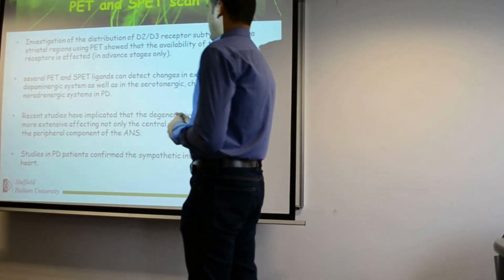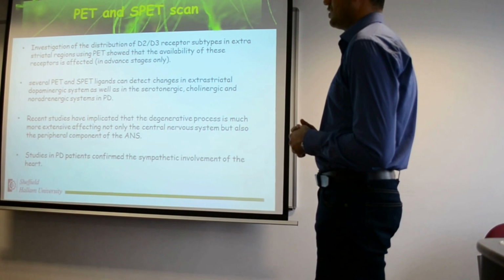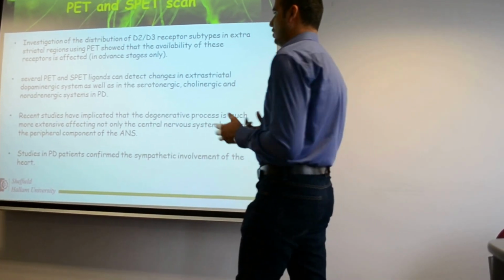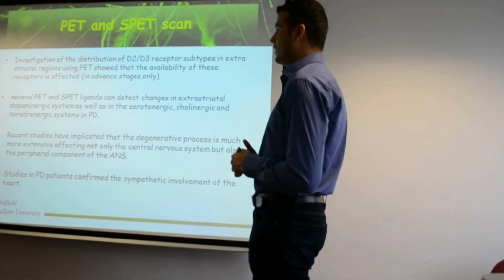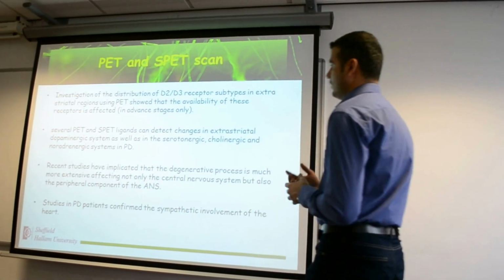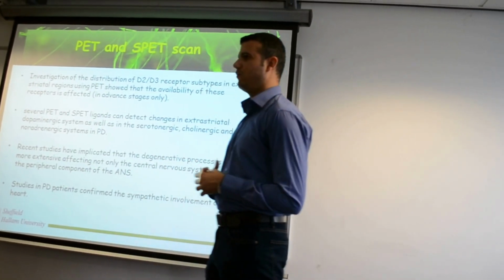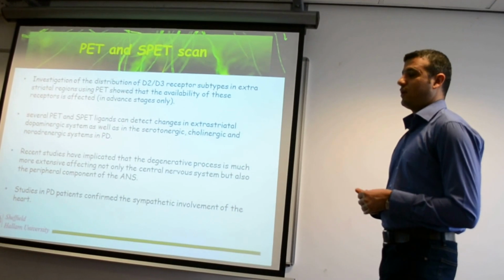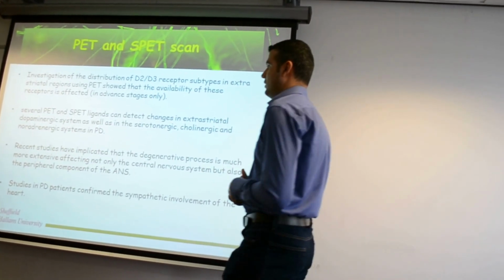Also, this technique can measure the damage in other neurotransmitter systems, like the serotonergic or cholinergic or noradrenergic systems, because all of them are involved in Parkinson's disease actually. But as we say, the main one is the dopaminergic system.